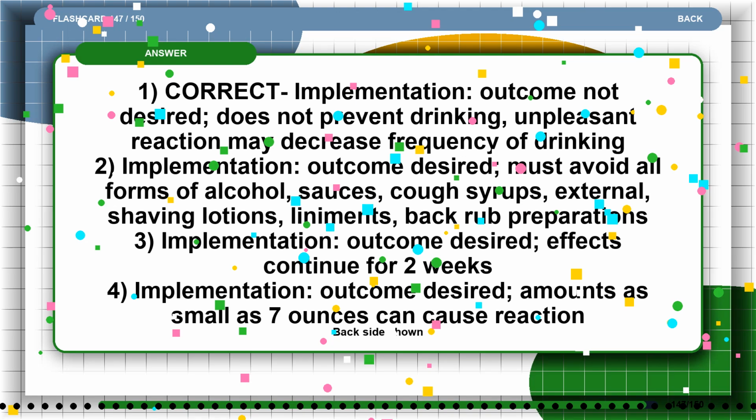The answer is 1. Correct. Implementation. Outcome not desired. Does not prevent drinking. Unpleasant reaction may decrease frequency of drinking. 2. Implementation. Outcome desired. Must avoid all forms of alcohol: sauces, cough syrups, external shaving lotions, liniments, back rub preparations. 3. Implementation. Outcome desired. Effects continue for 2 weeks. 4. Implementation. Outcome desired. Amounts as small as 7 ounces can cause reaction.